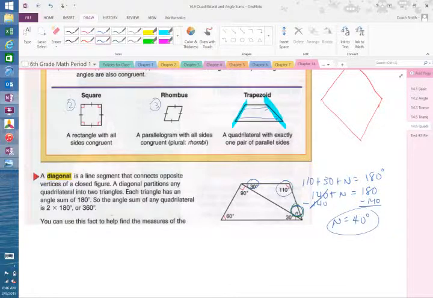All right, now let's look at page 369. Let's look at number 1. Page 369, and let's look at number 1.